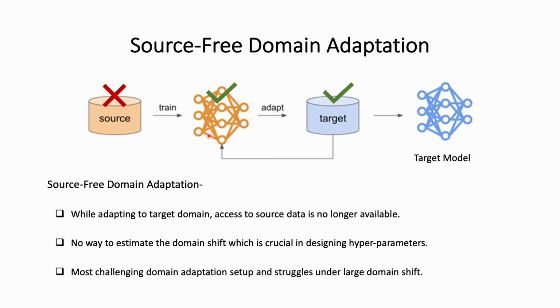There is an updated version of unsupervised domain adaptation, which is source-free domain adaptation, where we don't have access to the source data while adapting the model to the target domain. And since we don't have access to the source data, there is no way to estimate the domain shift between the source domain data and the target domain data. It is the most challenging domain adaptation setup, and it struggles under large domain shift.